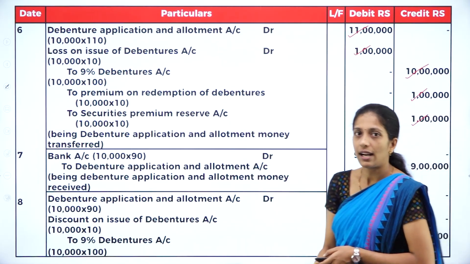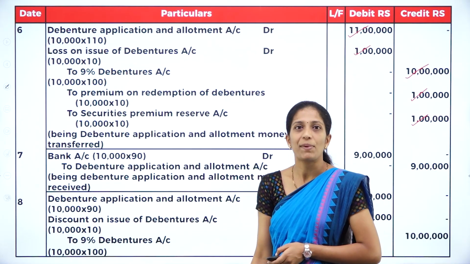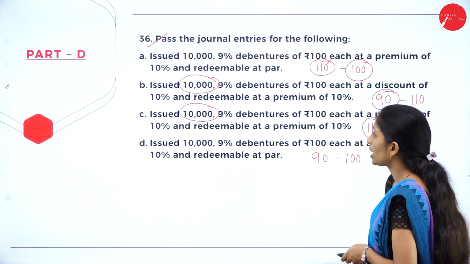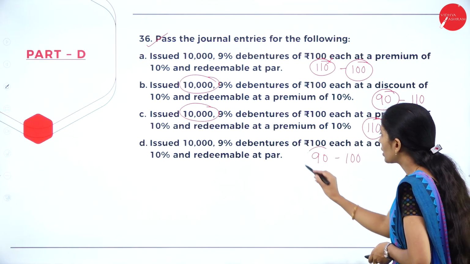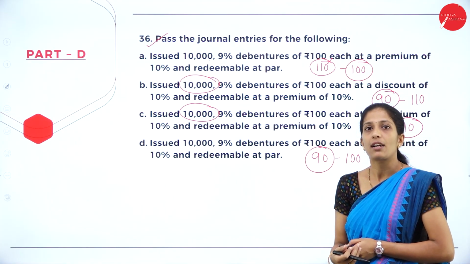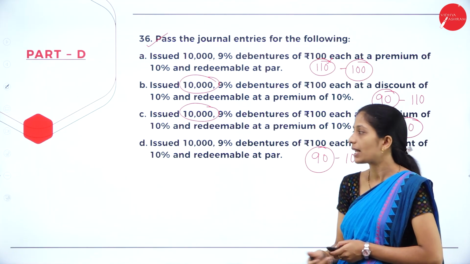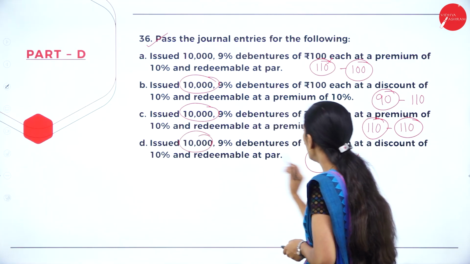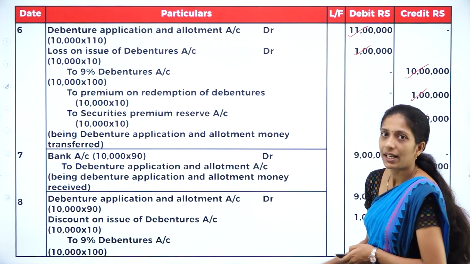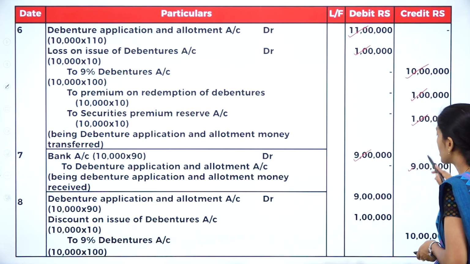So your narration will be debenture application and allotment money transferred. Next situation, last situation. So they have issued at a discount. So what is the entry? Bank account debit to debenture application and allotment account, 10,000 into 90, that is 9 lakh.